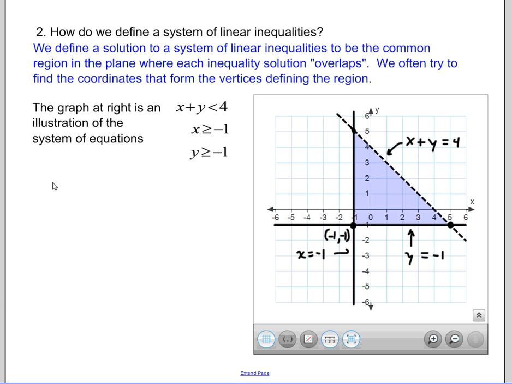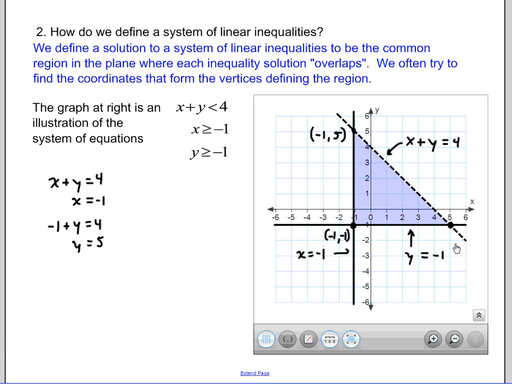So for example, we might try to find the point of intersection of x plus y equals 4 and the line x equals -1. Well, if x equals -1, then all we really have to do is substitute in -1 for x, find the y value that goes with it. In the second equation, -1 plus y equals 4. Adding 1 to both sides gives us y equals 5. And it looks pretty obvious that's what's happening right here. Graphically, we can see the point -1, 5 defines this vertex.